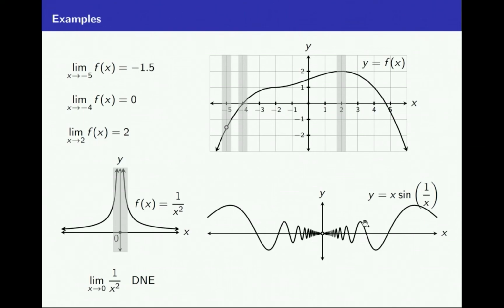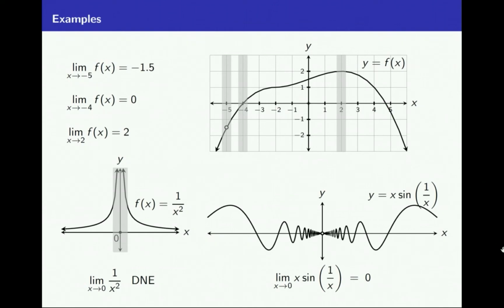And think about the limit as x approaches 0 of x sine 1 over x. The function's oscillating positive and negative as x gets closer and closer to 0, but it's getting closer and closer to 0. Here we have the limit as x approaches 0 of x sine 1 over x equals 0.